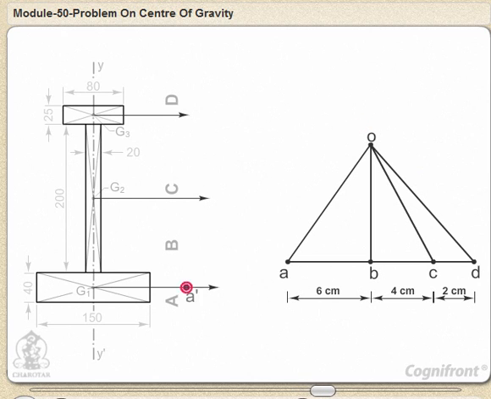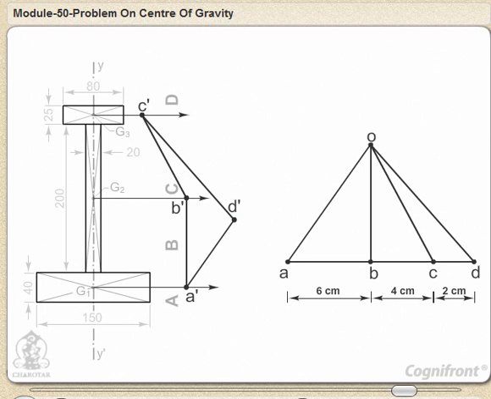Mark any point A dash on the line of action of the force AB and draw a line parallel to AO. Through the same point, draw a line parallel to BO to intersect the line of action of the force BC at a point B dash. Through B dash, draw a line parallel to CO to intersect the line of action of the force CD at a point C dash. Through C dash, draw a line parallel to DO to intersect the line drawn parallel to AO at a point D dash.